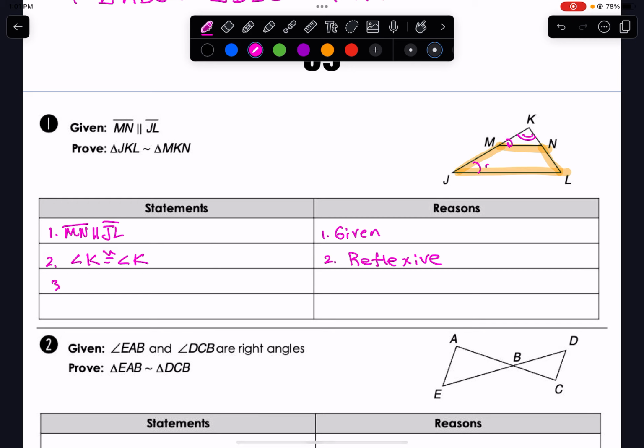Let's call this 1 and 2. Angle 1 congruent to angle 2, corresponding angles. And then we have our proof statement. Triangle JKL is similar to triangle MKN. Reason, angle, angle.